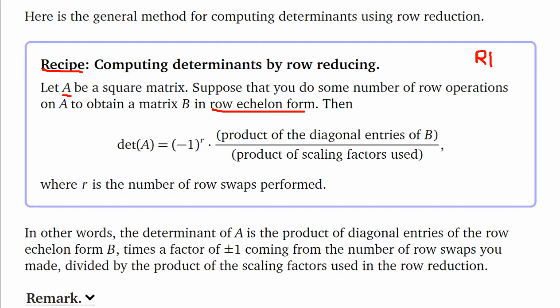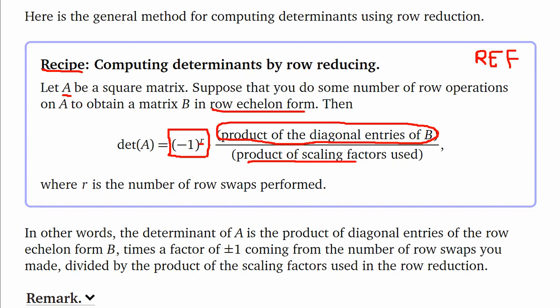You want to do row operations and get your matrix into REF. Then we're going to talk about why this is true, but the product of the diagonal entries. I want to just multiply all the entries on the main diagonal. Remember that row swaps will change the sign, so I need to calculate R, which is the number of row swaps. If it's an even number, then the sign will not change. If it's an odd number, the sign of the determinant will be negative, right? And then I also do the product of the scaling factors used.